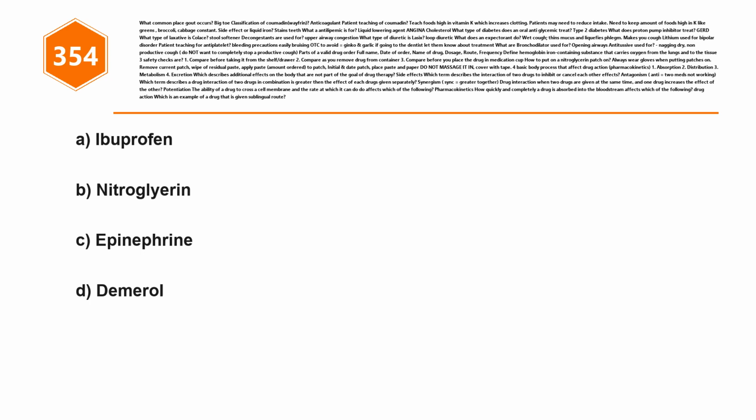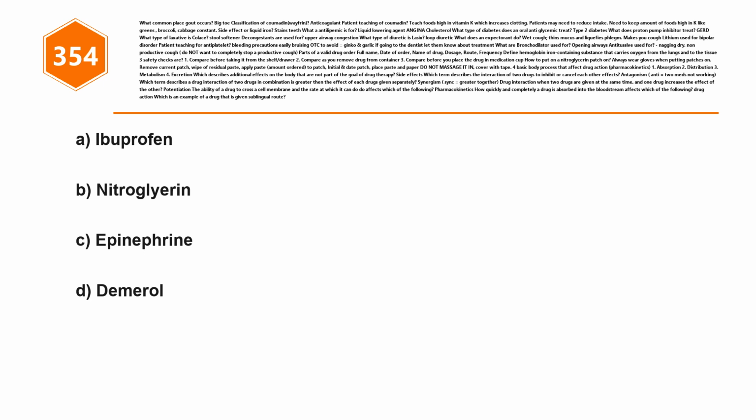What type of diuretic is Lasix? Loop diuretic. What does an expectorant do? Wet cough, thins mucus and liquefies phlegm. Makes you cough. Lithium: used for bipolar disorder. Patient teaching for antiplatelet: bleeding precautions. Easily bruising. OTC to avoid: ginkgo and garlic. If going to the dentist, let them know about treatment.